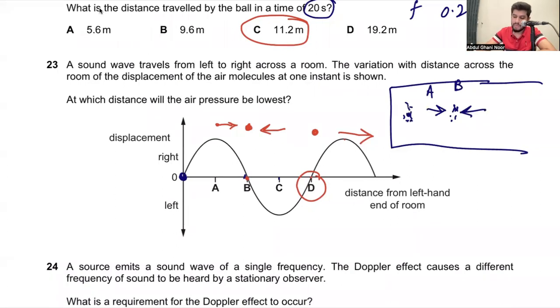So point B is actually a compression point. The reason is you've got particles from A coming to that point, and you've got particles from C also coming to that point. So that's a compression point. On the contrary, if you were to talk about point D, to the right, particles are moving to the right. To the left, particles are moving to the left. So the particles are moving away. So point B is actually a point of compression, and point D is actually a point of rarefaction.